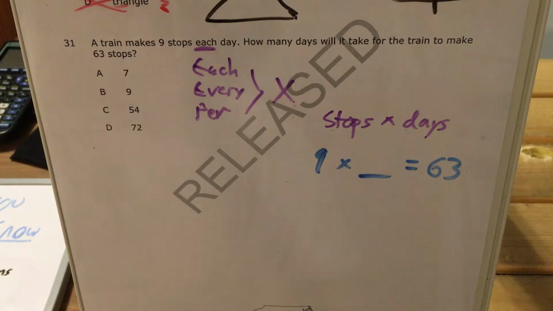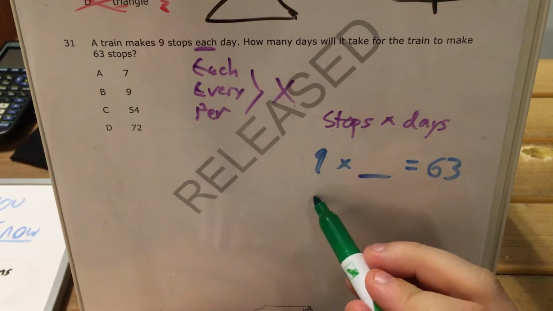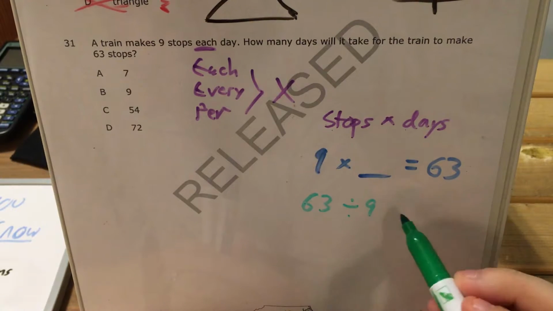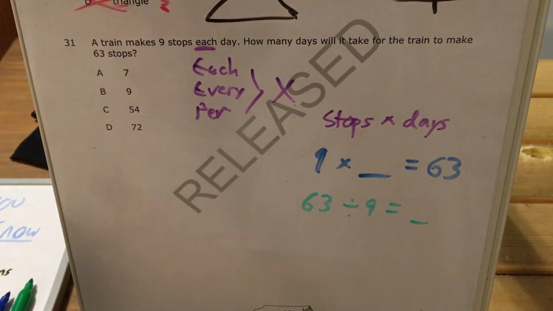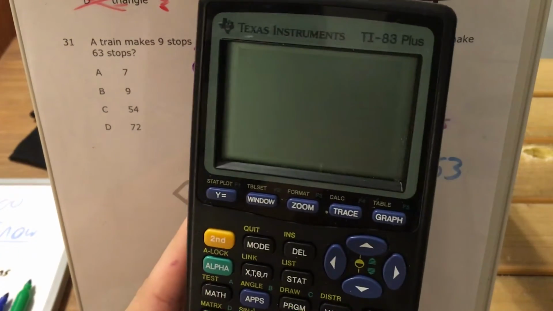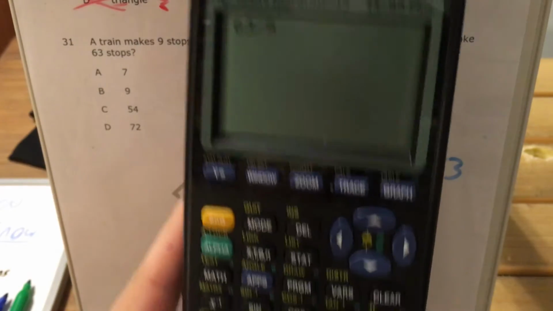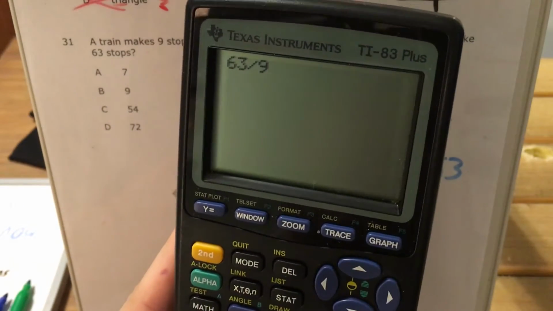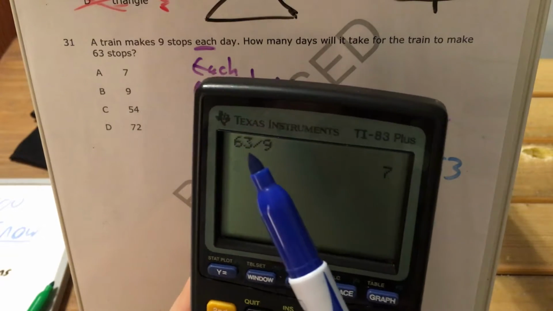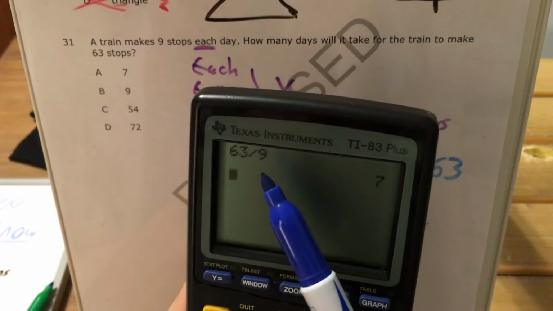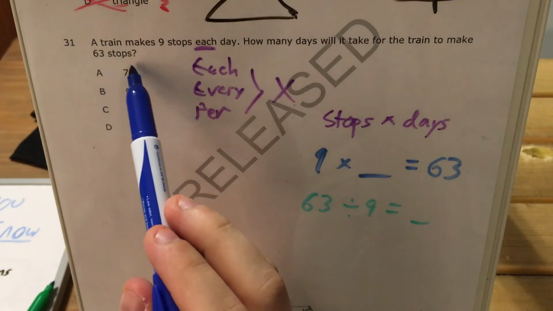Now I'm going to break out my idea of fact families, and I'm going to say that if we know that 9 times this number we don't know equals 63, then we also know that 63 divided by 9 equals this number that we don't know. And once I've done all this work, all I have to do is turn my calculator on, 63 divided by 9. On my calculator I'm pressing the dividing key, but it gives me the fraction thing. That's why it looks a little bit different than yours might. And this gives me 7. So I'm thinking it's going to take 7 days for it to make 63 stops if it makes 9 stops per day, and that does match my answer choice A.